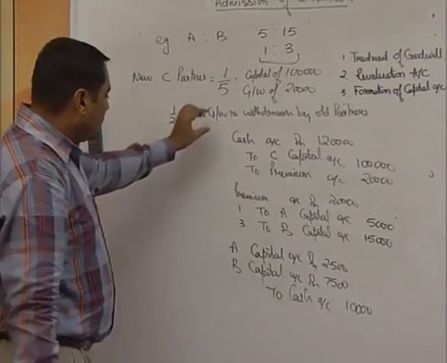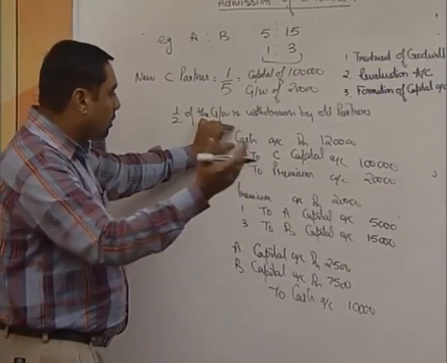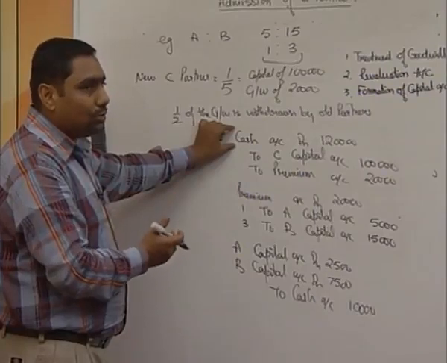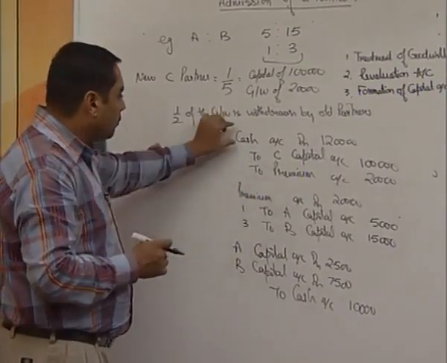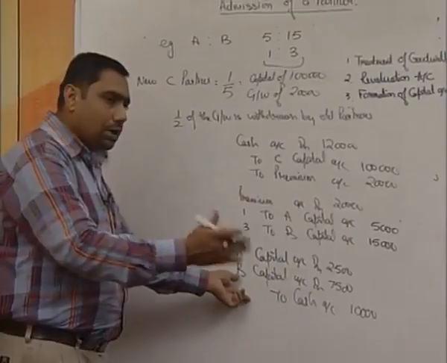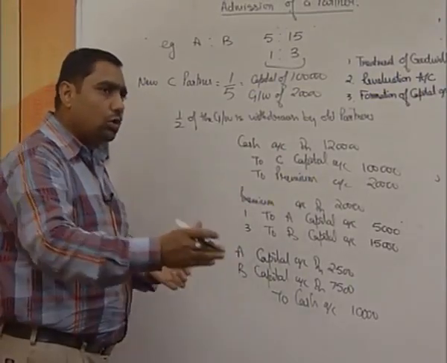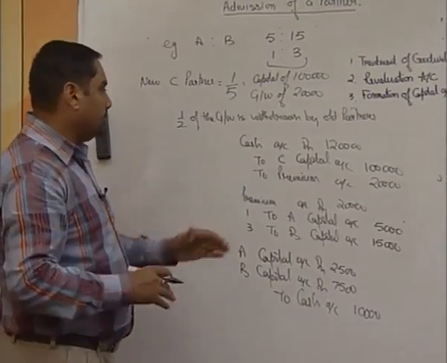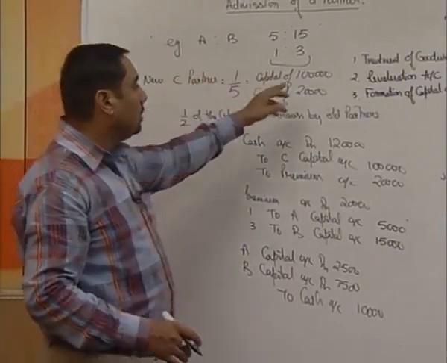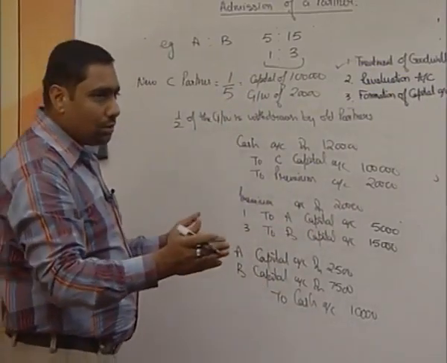Now, take a look. When the new partner brought the cash, we debited the cash, because cash comes into the business. And the rule of accounting says whatever comes into the business is going to be debited. So once the cash came, we debited the cash. Now, once the cash goes out, as they have taken out the money, the cash is going to be credited. And the rule again is applied: whatever goes out from the business is going to be credited. So these are the entries you are going to pass for the treatment of goodwill. I hope this treatment of goodwill is clear.